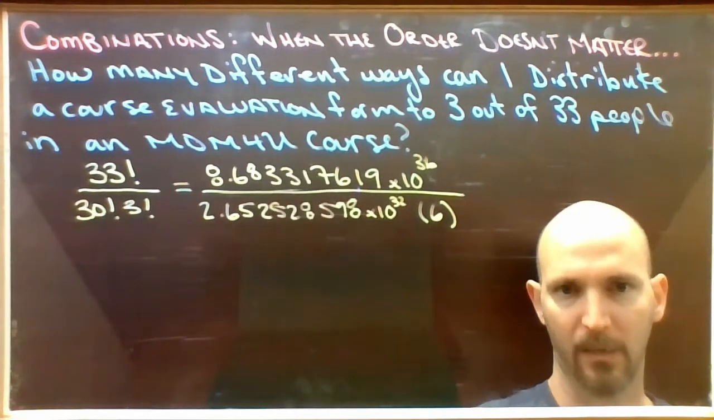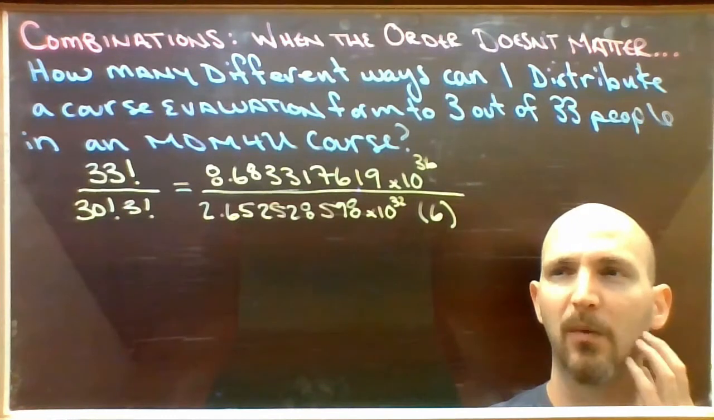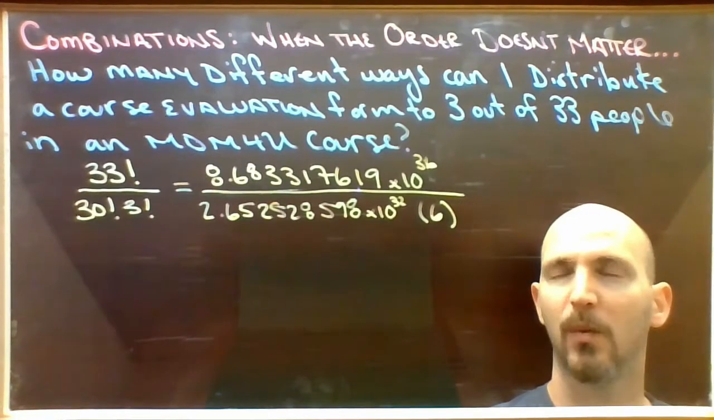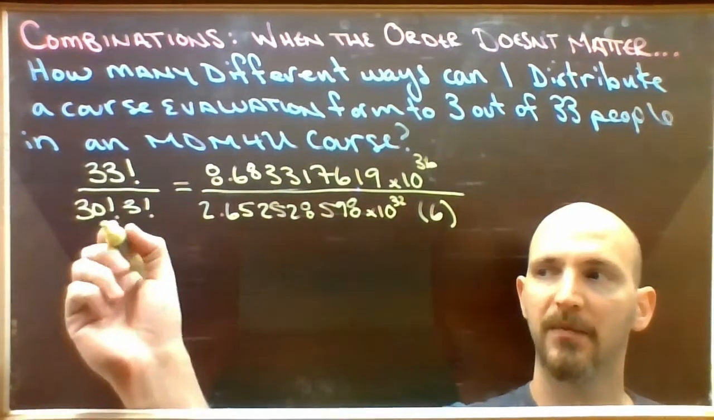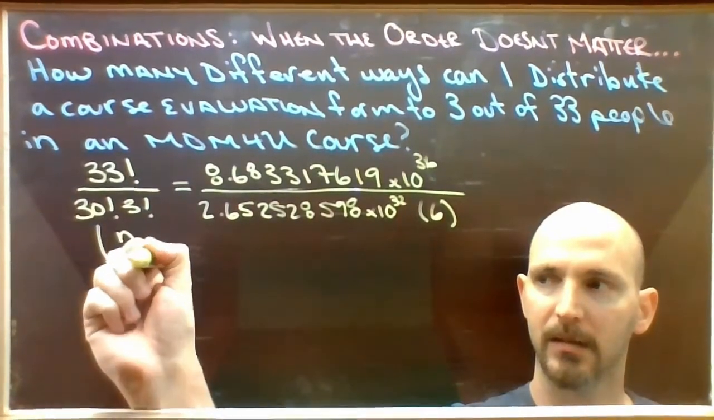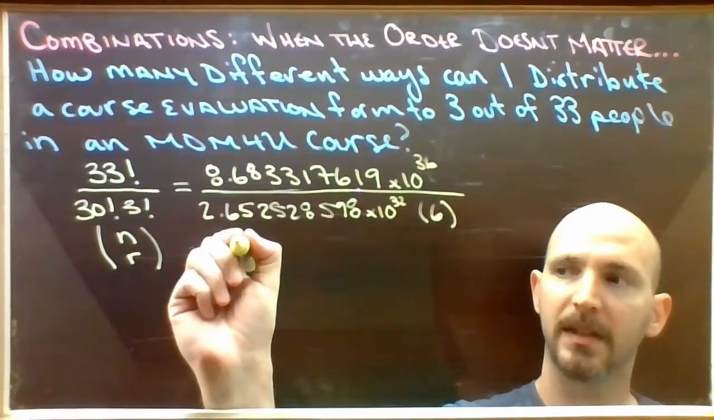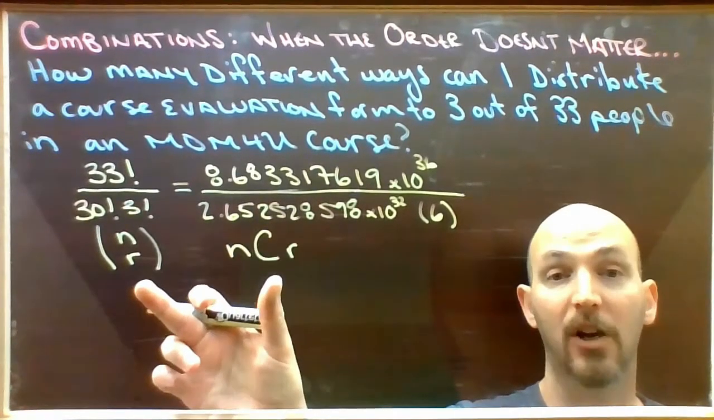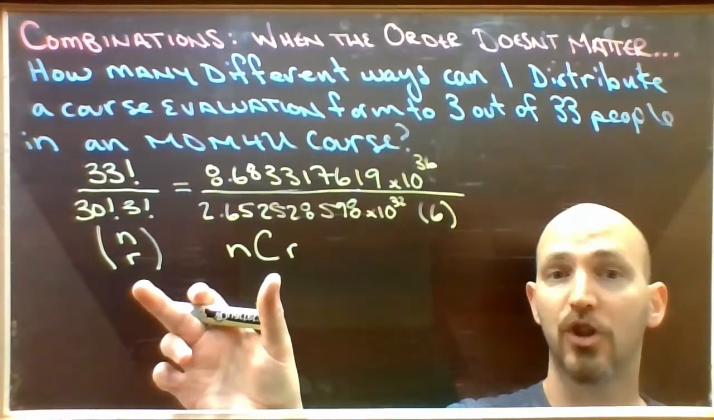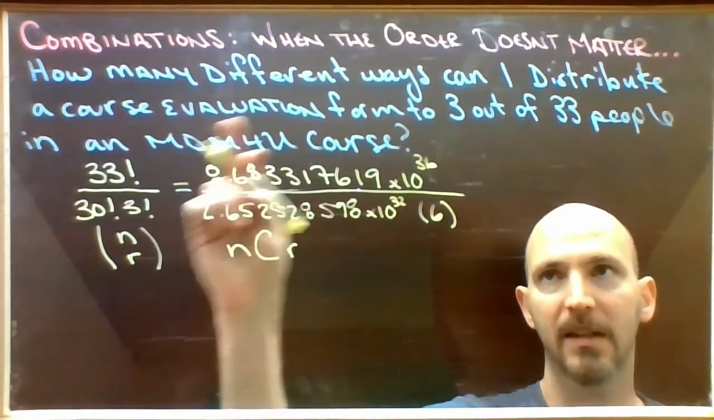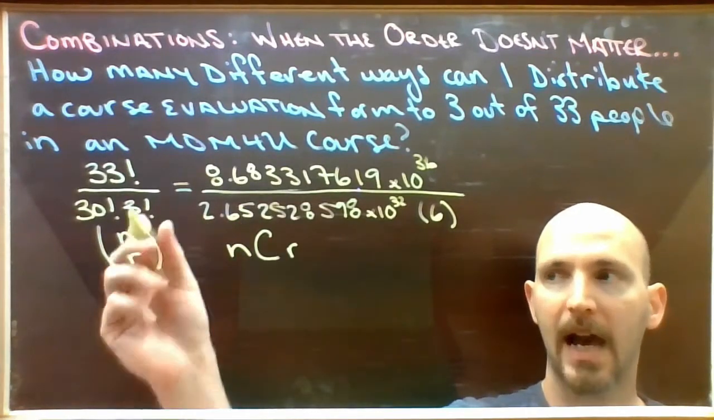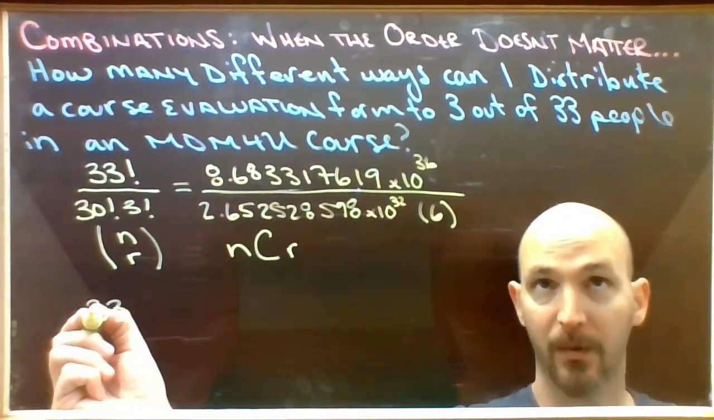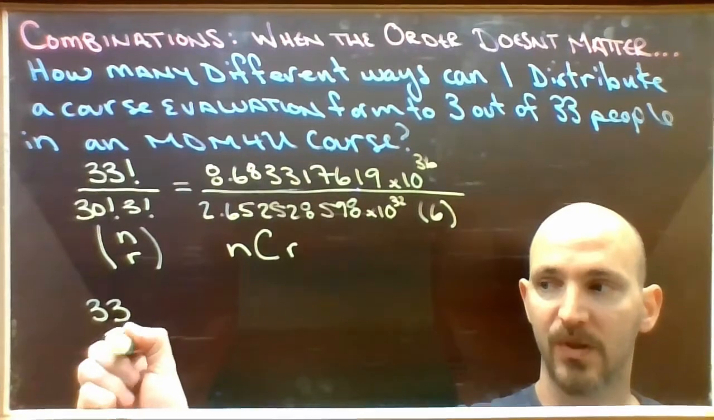Well, this isn't going to work out real nice. So it would be better if I had a different notation to use. You can look on your calculator and maybe find something that looks like this, or something that looks like this. Either of these are called combinations or choose notation. In this particular question, out of the 33 people available, I was going to choose 3.